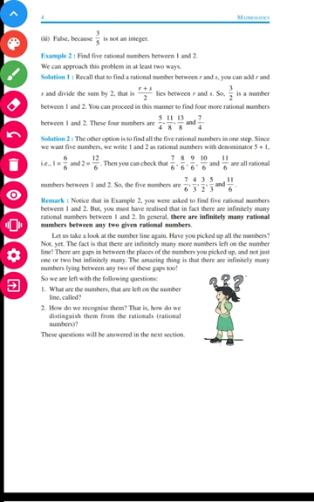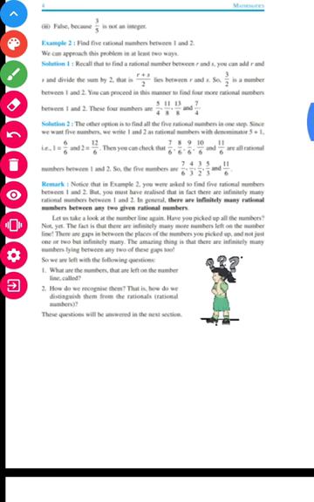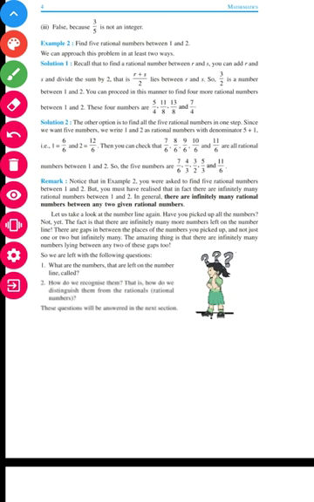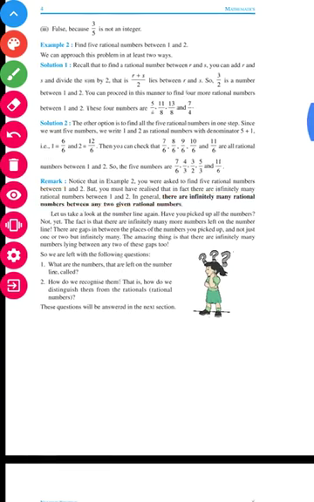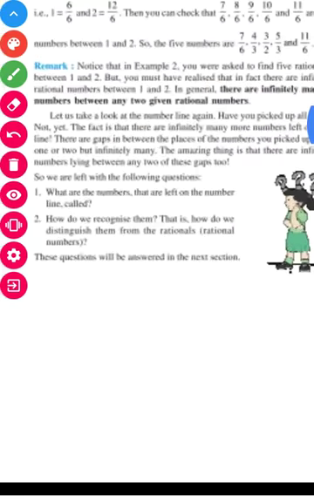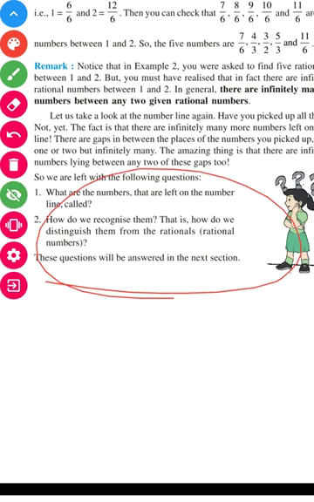Now there is a mark that there are infinity rational numbers between any two given rational numbers. Means there are numerous numbers. Maybe your answer gets different from mine because there are infinite numbers, and I have found a few of them. So this line is very important. Okay.